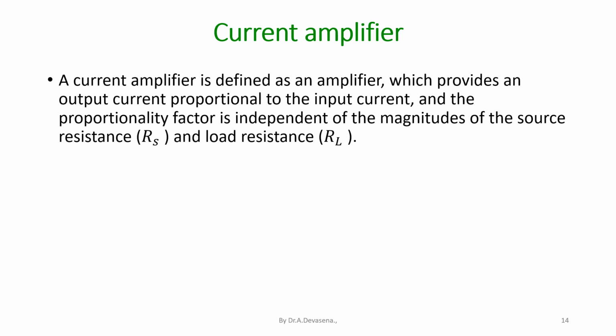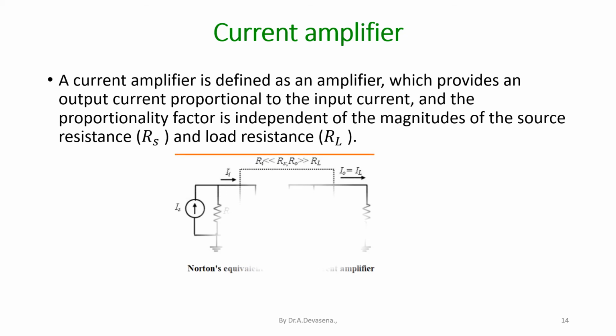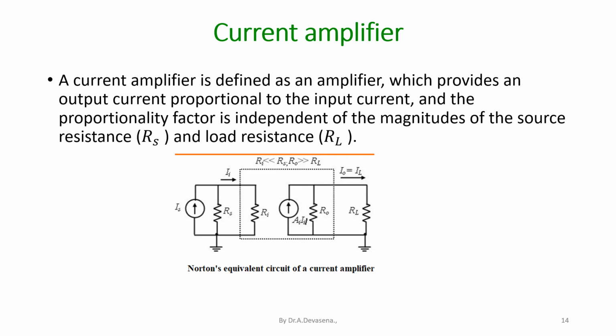A current amplifier is defined as an amplifier which provides an output current proportional to the input current, and the proportionality factor is independent of the magnitudes of the source resistance Rs and load resistance RL. Here is the representation of the Norton's equivalent circuit of a current amplifier.